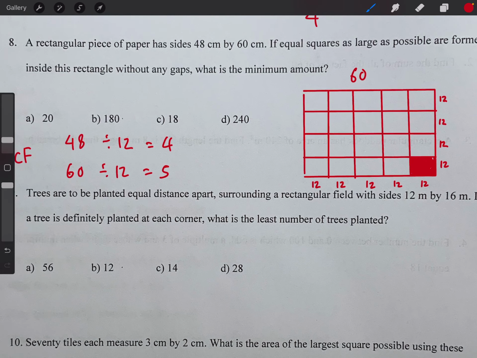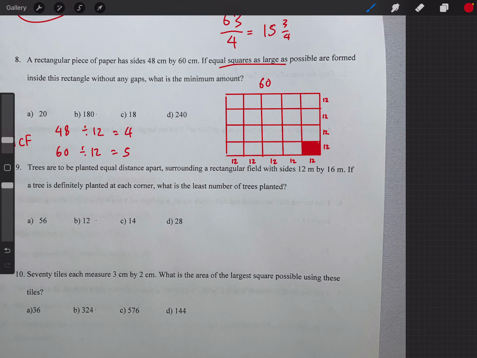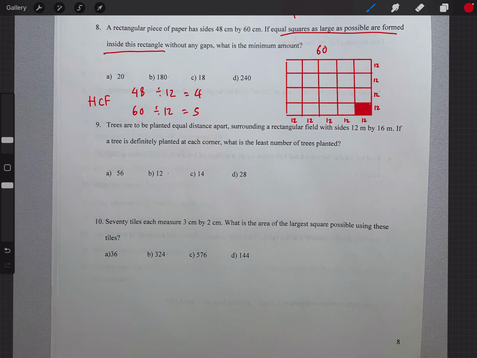Now it says, if equal squares as large as possible are formed inside this rectangle, which is what we did, without any gaps, what's the minimum amount? Okay, so how many squares are there? Count it and then get the answer.